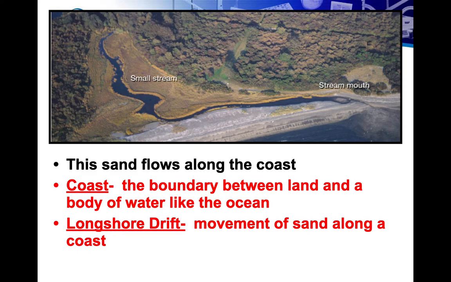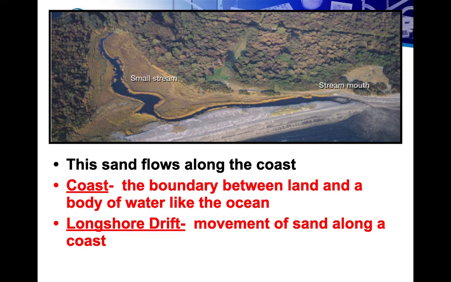Now the coast is the boundary between land and the body of water like the ocean. So coast is a term similar to beach, but it essentially encompasses everything there. The whole area would be considered the coast. Because the sand moves or flows along the coast, of course we have to name it, and that is called longshore drift. So this sand, as it moves along the beach, is called longshore drift: the movement of sand along a coast.